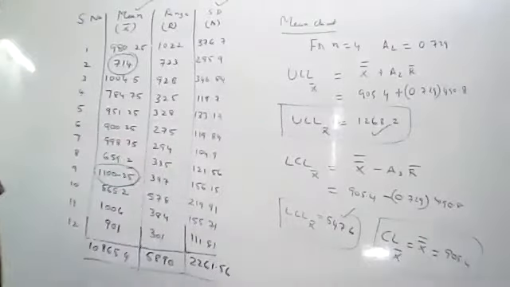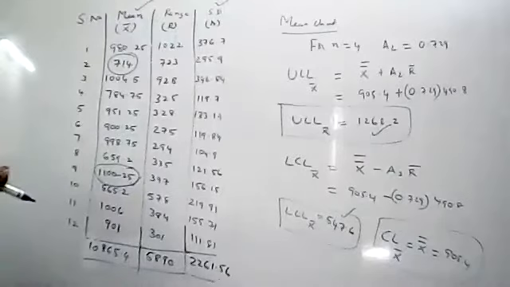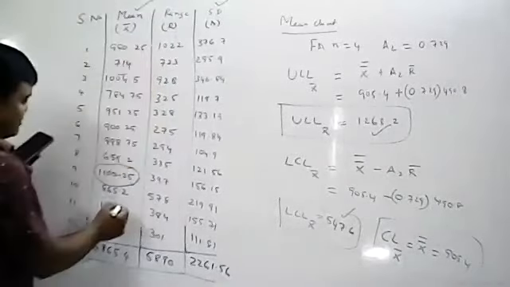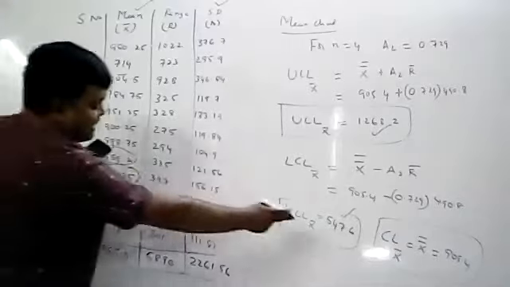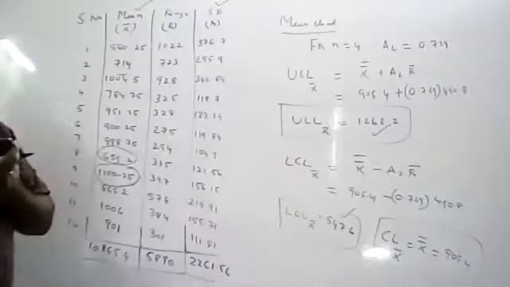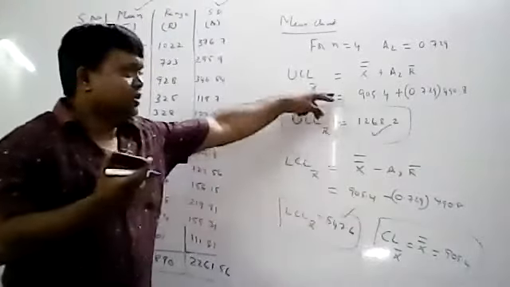So what is the minimum value? It is 659. Sorry, 659. Okay, no problem. Then also the minimum value is this one only. So the minimum value should be compared with 547. So 500 is the minimum value. So scale should be 500 to 1300 only.